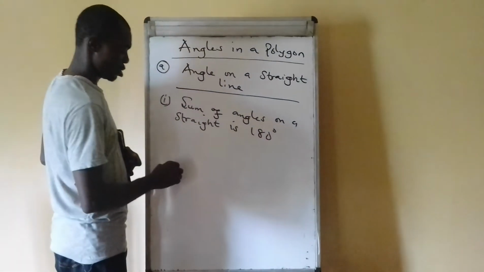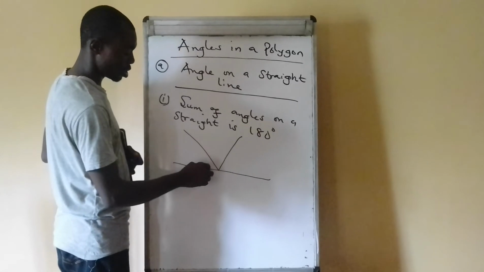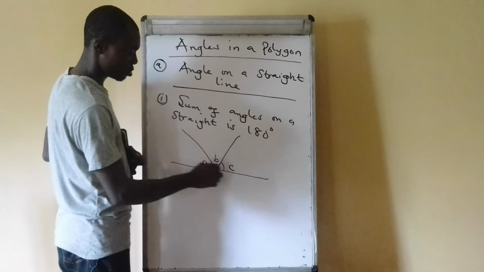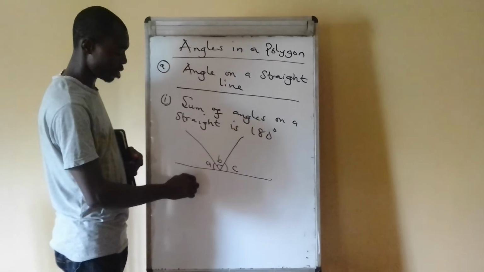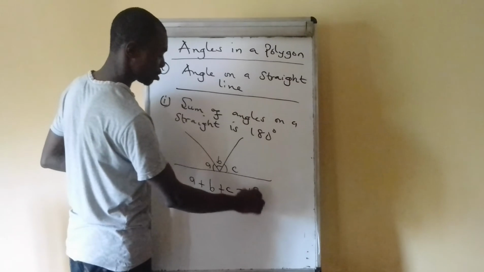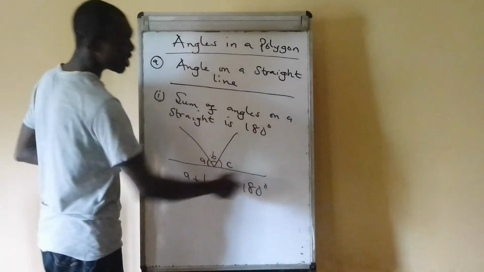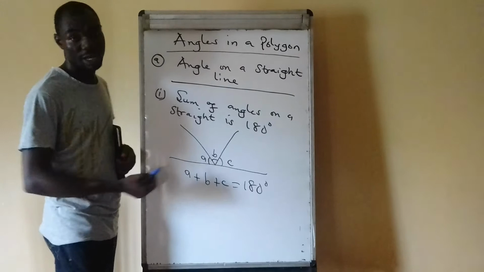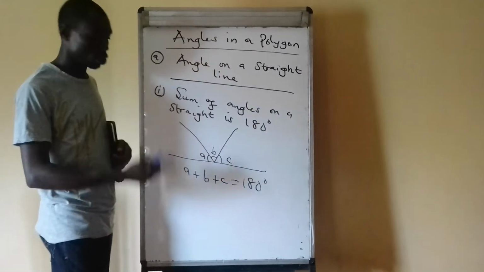So let's talk about this. Let's say here is A, B, and C, angles. To calculate any of these angles, angle A plus B plus C equals 180 degrees. Now, the straight line we are talking about might not just be a horizontal line. It can be a vertical line. So any angle resting on it, be sure that it's going to be 180.